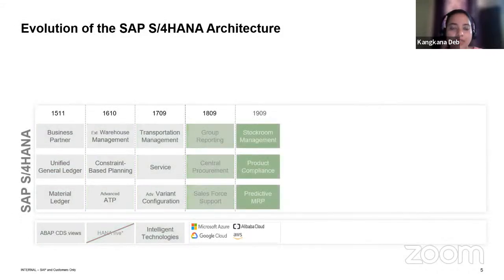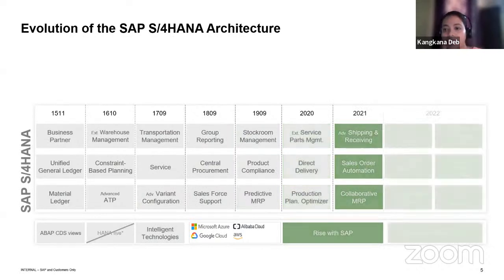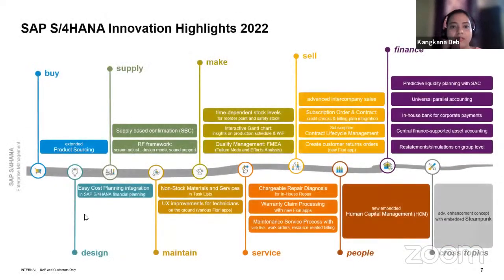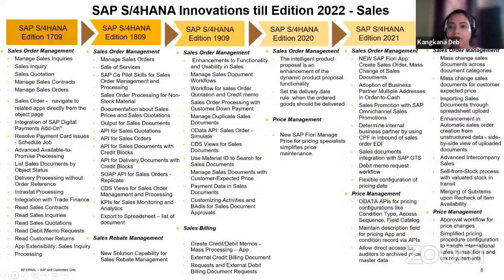So this is our S4 HANA architecture as it evolves till date. This is the overall highlights for the 2022 release in all the LOB areas. As we go forward, these are the innovations that we will be highlighting today from the sales area.